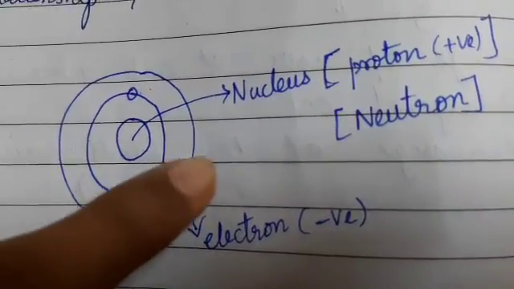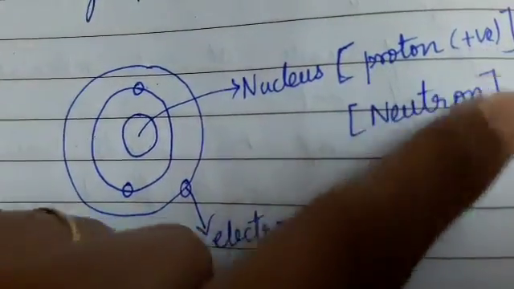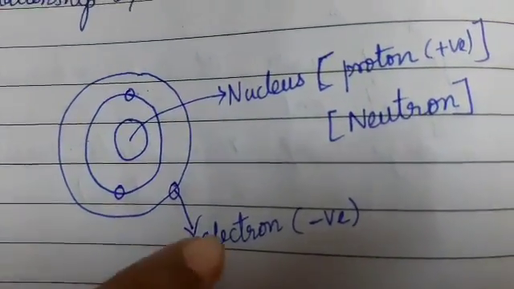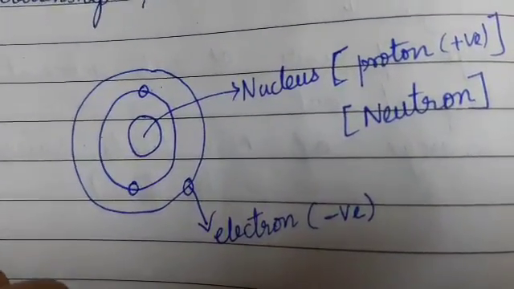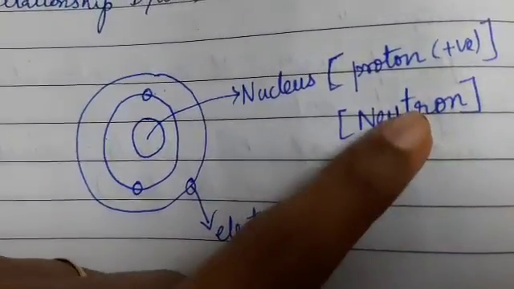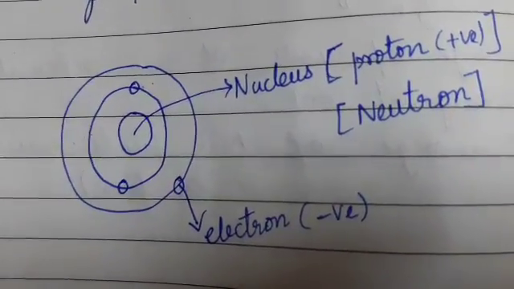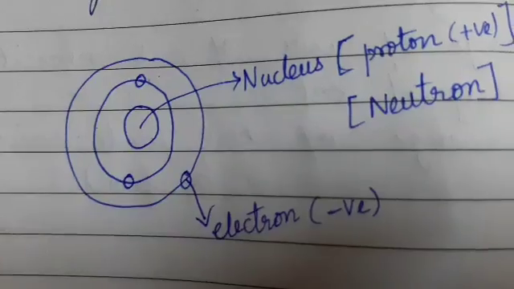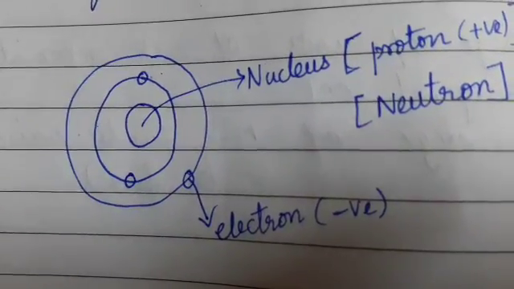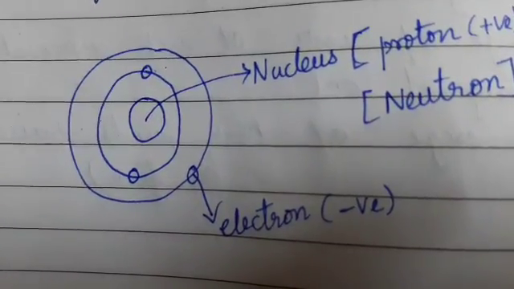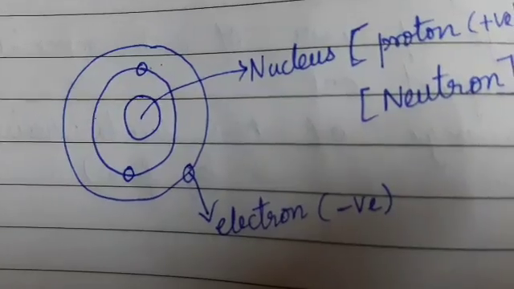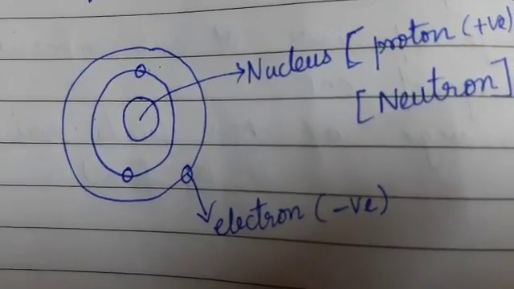Okay. Proton is a positively charged particle. Electron is a negatively charged particle. Whereas neutron has no charge, it is a neutral particle. Okay. So these are the charges present in an atom. This is related to chemistry.